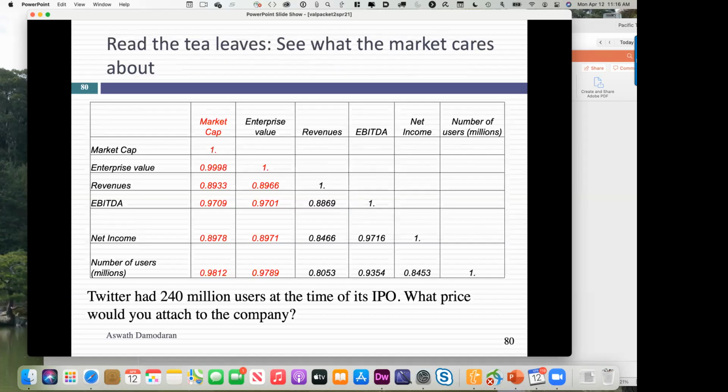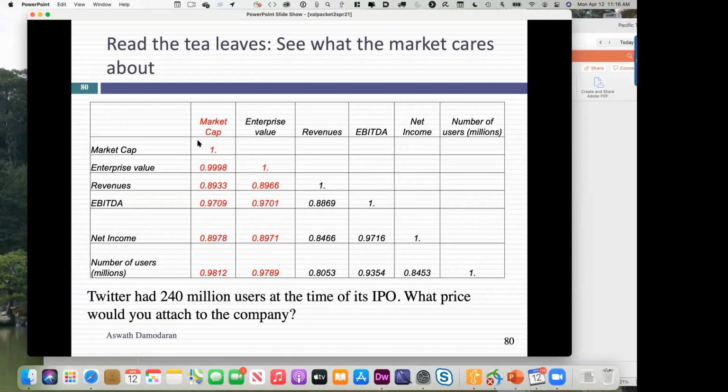So what I did was I did a correlation between the market cap of these companies with revenues, EBITDA, net income, the accounting numbers, and with the number of users. So take market cap, go down this first column. The higher the correlation, the more it's explaining differences across companies.